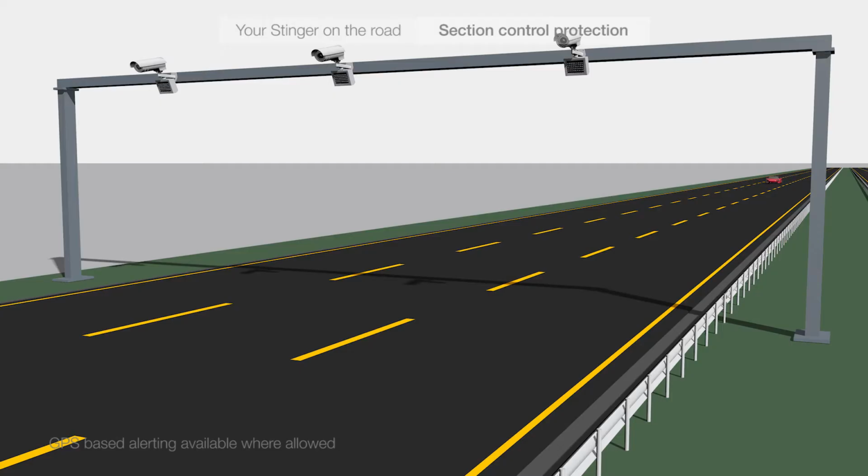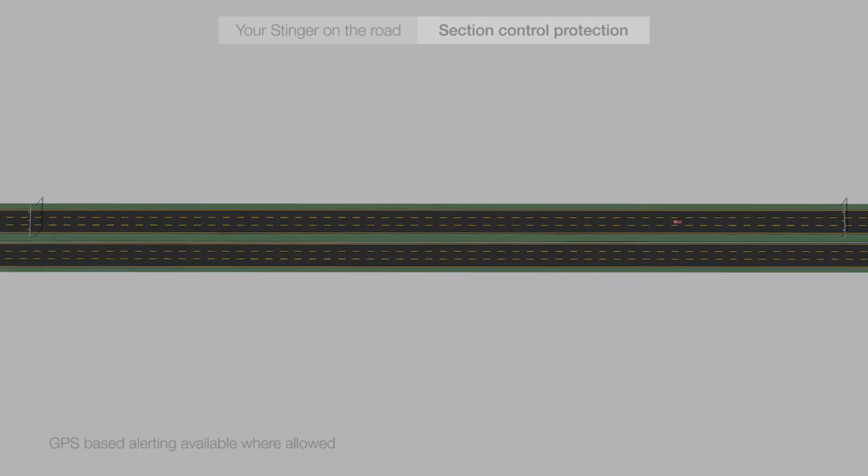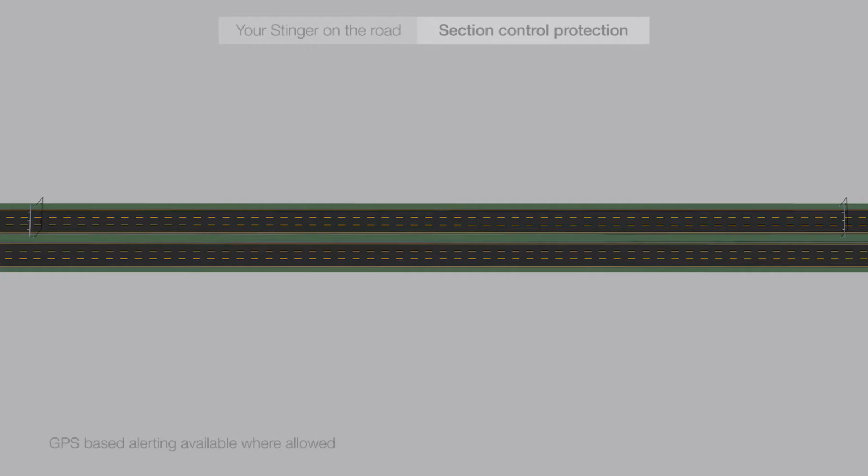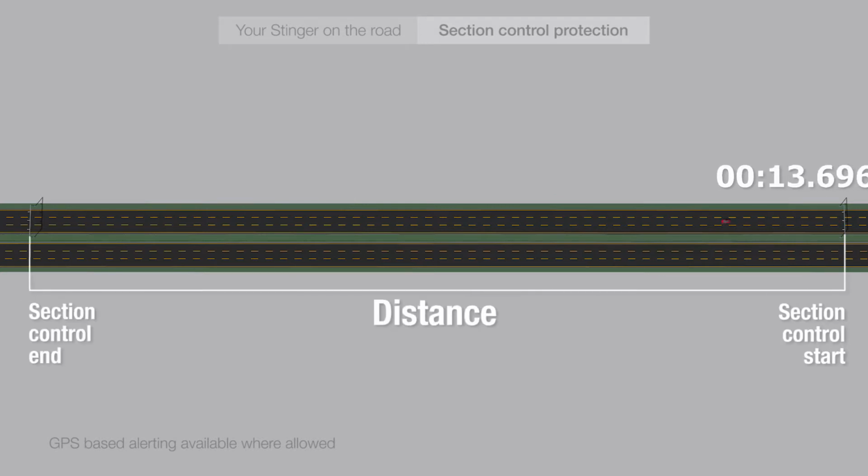At the beginning of a section, your license plate is scanned by a camera above or next to the road. Later on, at the end of the section, your license plate is scanned again. By knowing the distance of the section and the time it took for you to drive through it, the section control can calculate your average speed.